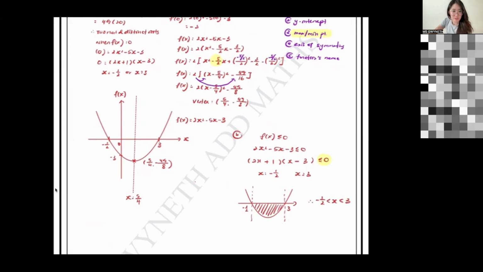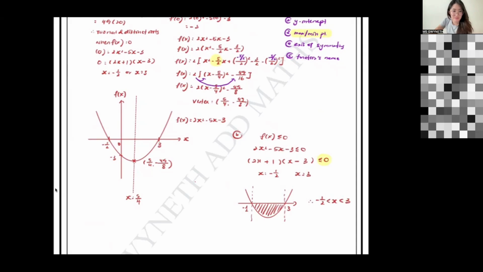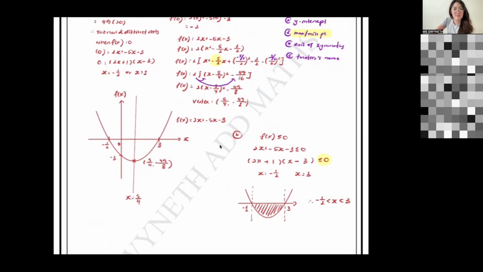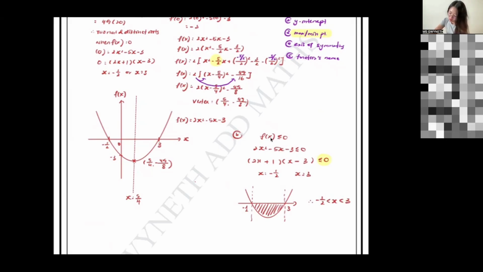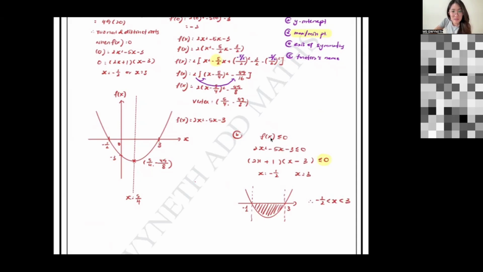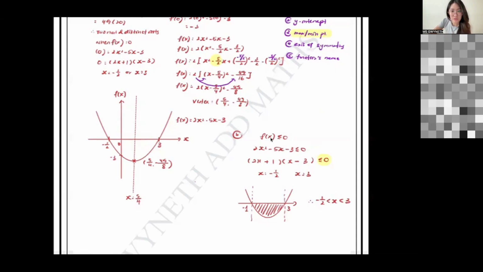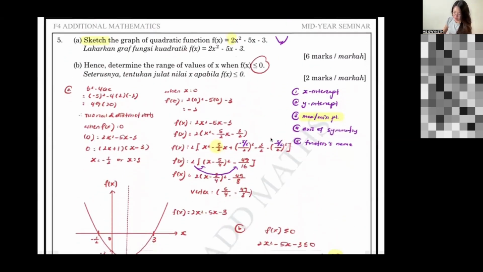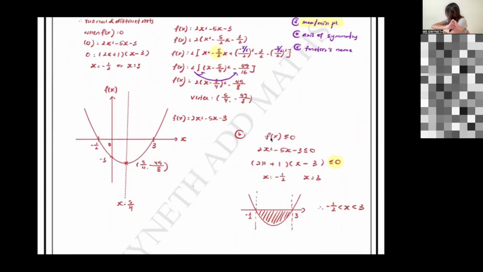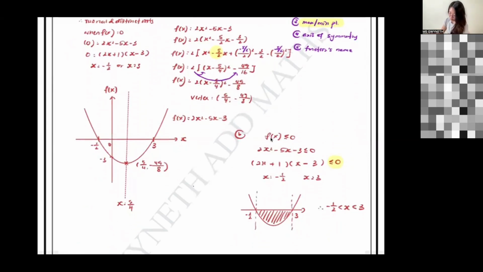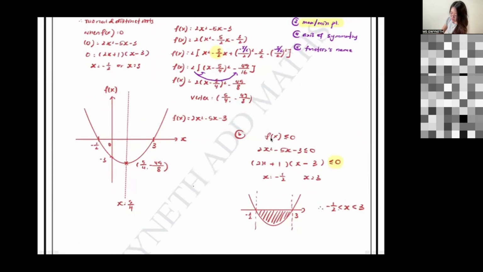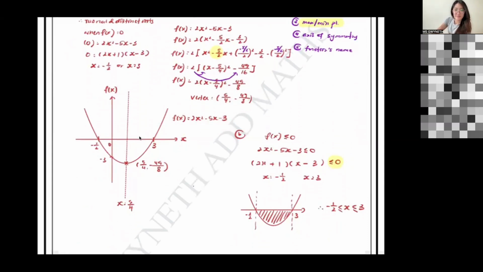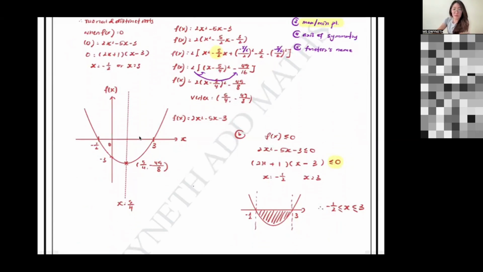All right, everybody, any question? Why not less? Why not less than or equal to? Earlier, what do you mean? Because the question says less than or equal to 0. Okay. You mean the equal sign, is it? Yes. If the question gives you the equal sign, then you put the equal sign.